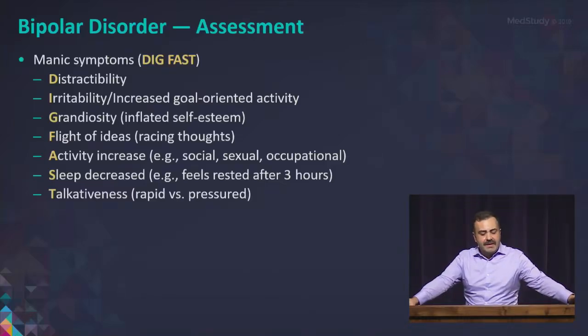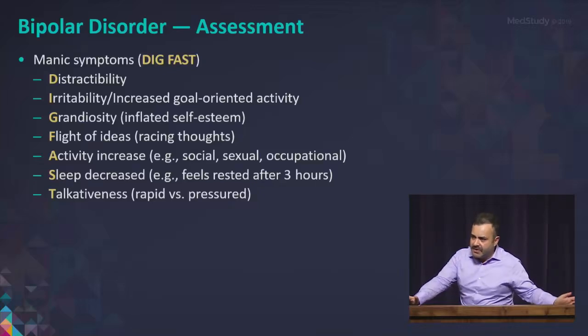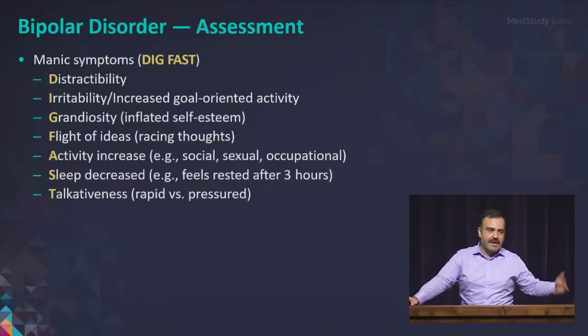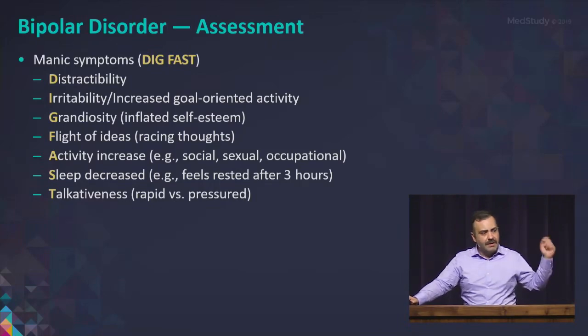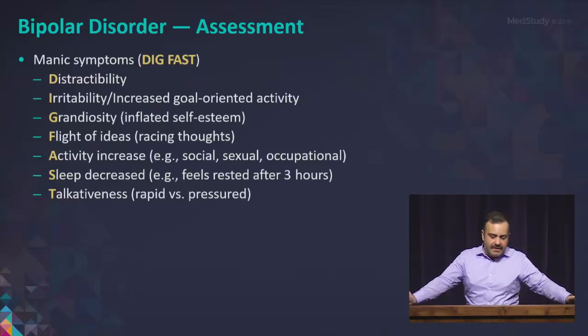In terms of assessing a bipolar patient for mania, think DIG FAST. In a manic episode, there is increased distractibility. The patient is distracted very easily, very irritable, with very increased goal-oriented activity. These are the patients you're talking to, and they're telling you for the past 3 days they've been hanging pictures on the wall, and at 4 in the morning their neighbor was very upset because they were banging on the wall to hang the picture. There is flight of ideas, very racing thoughts.